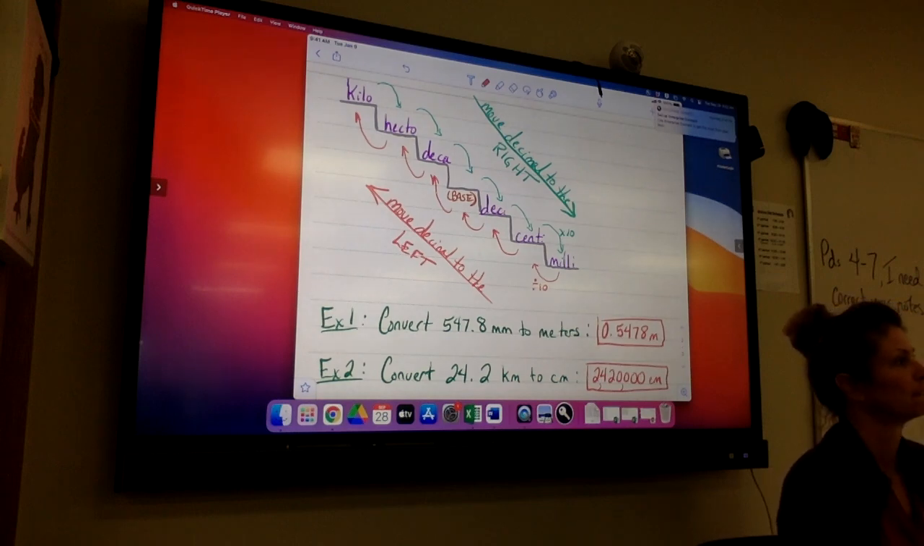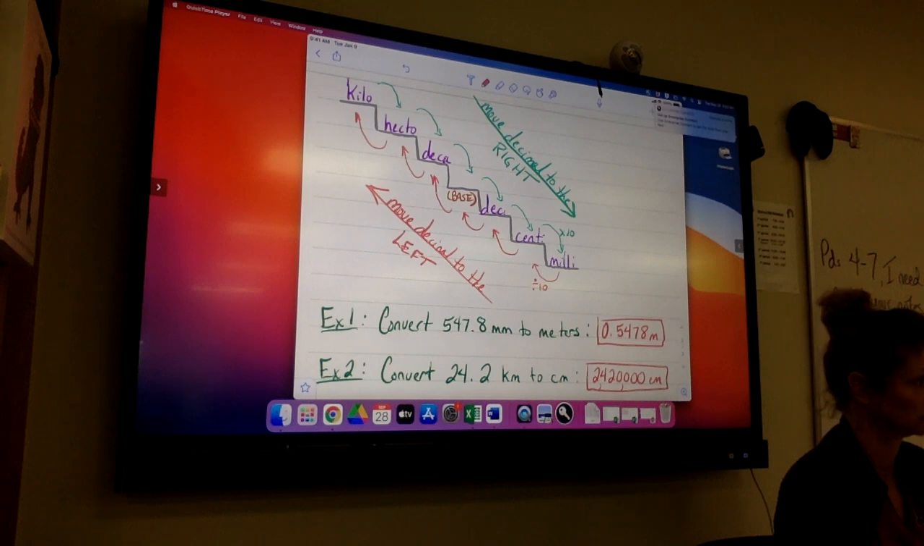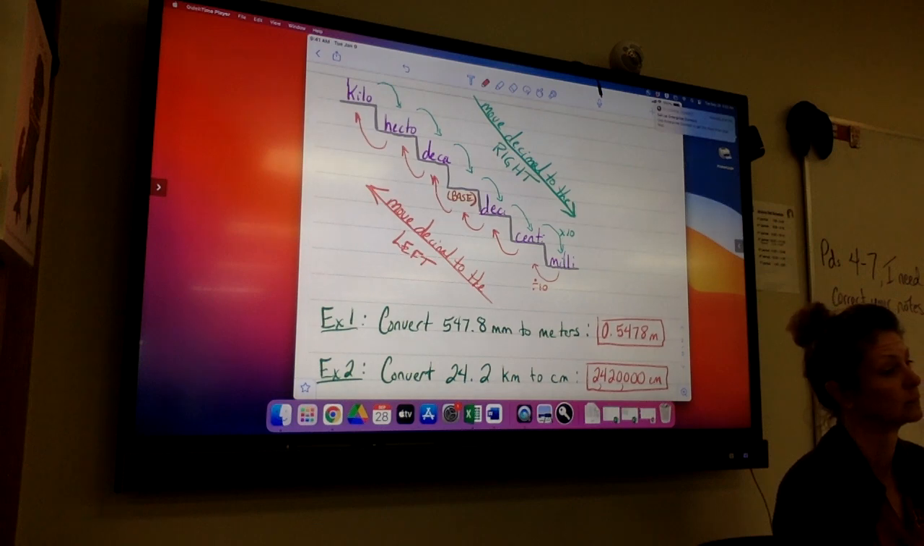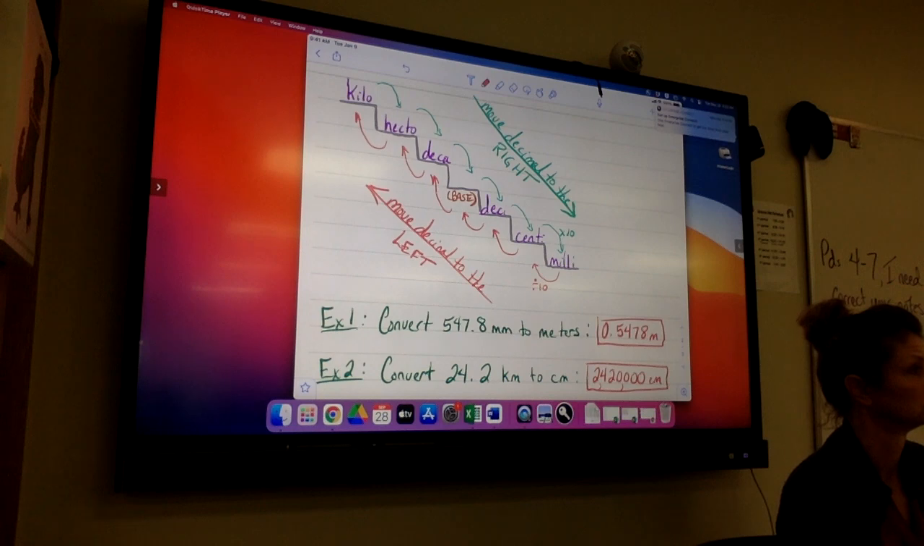Okay. Can I give my little hint? I was taught 35 years ago, if you write whatever the number is, the 24.2, where it says kilo, and then start moving, pretty hard to mess up. If that makes sense to y'all, like 547.8 would have been written right above milli, and then you move to where the new one is. Really hard to mess up if you would do that.